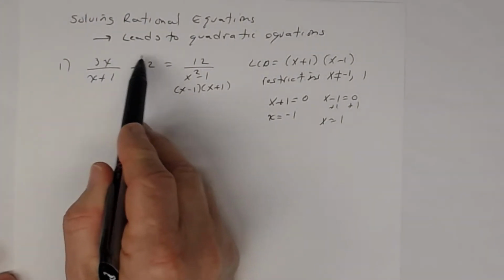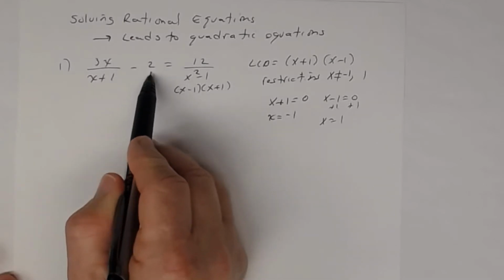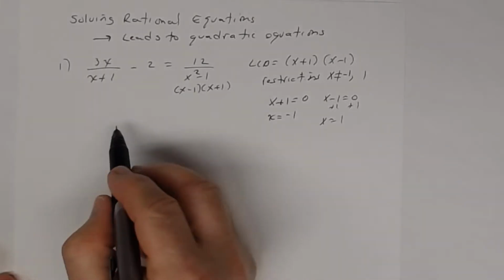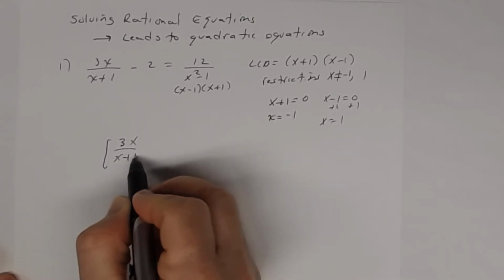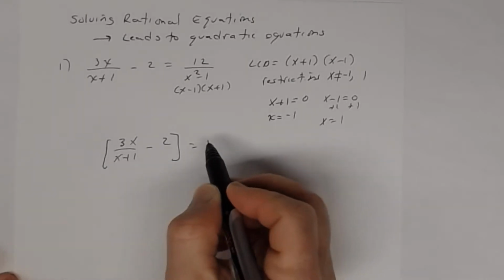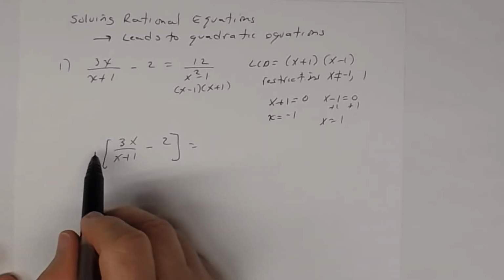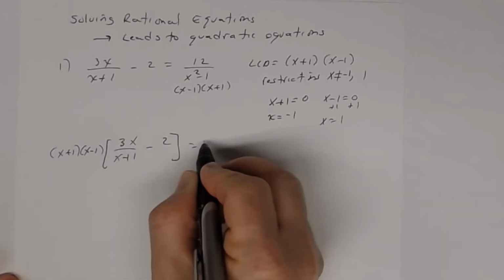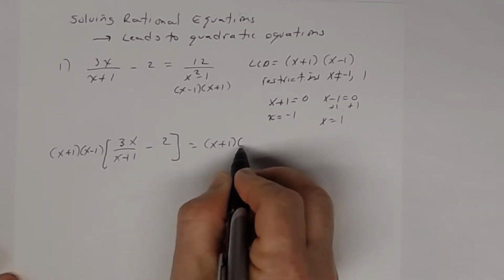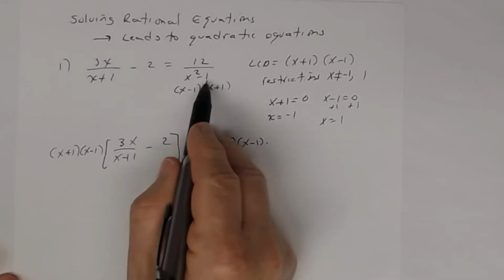Now notice on the left side here of this rational equation, there are two rational expressions. I'm going to put that in parentheses. So I'm going to say 3x divided by x plus 1 minus 2 equal, all right, so now I'm going to multiply both sides by the least common denominator. x plus 1 times x minus 1. x plus 1 times x minus 1 times this fraction.